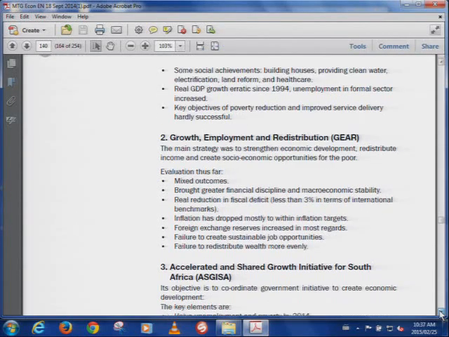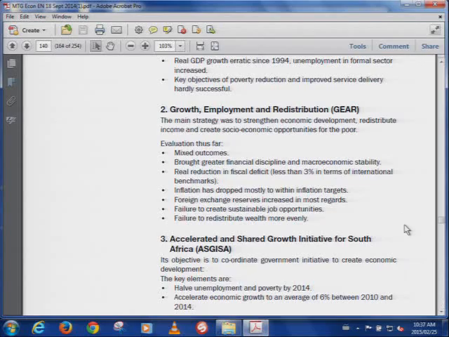And then the second one, GEAR, Growth, Employment and Redistribution. The main strategy, this was adopted in 1996. It was to strengthen economic development and to redistribute income and create socio-economic opportunities for the poor. Evaluation, let's look at how far has this succeeded. It has got mixed outcomes.